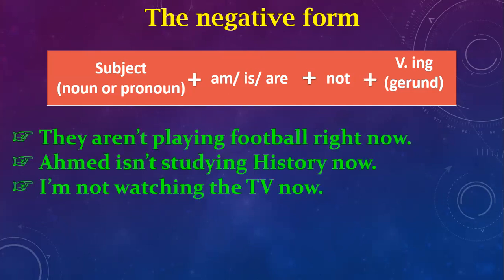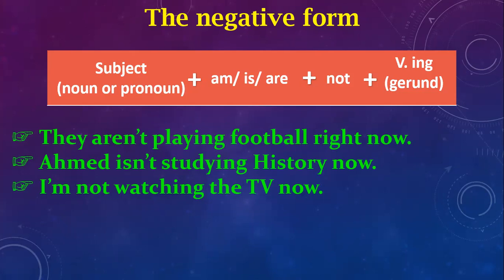Like the examples here, they aren't playing football right now. Right now, it's the same meaning as now. So they aren't playing football right now. As you see here, the subject, then the auxiliary verb are, and we put not. Are and not, we contract them and put them in the contraction form aren't. Contraction form, يعني الاختصار. They aren't playing football right now.